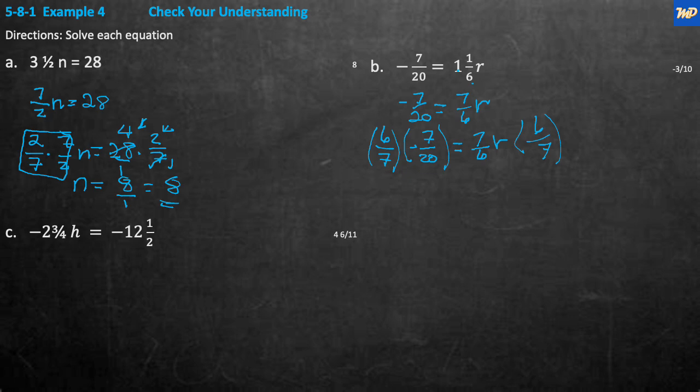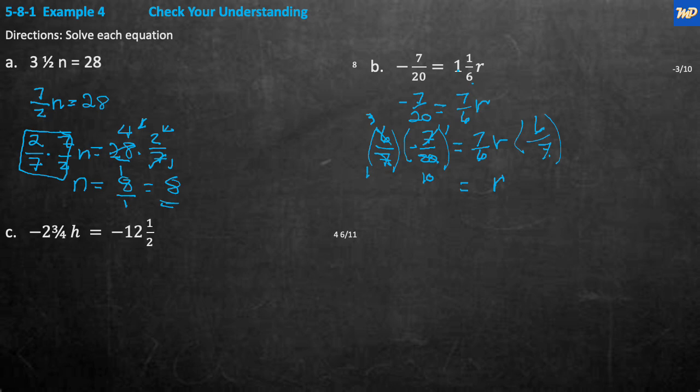So, when we did this, the 7 and the 7 here cancel. The 6 and the 6 cancel. So we end up with a 1r over here. And can we reduce anything here? Well, we have a 7 here and a 7 here, so those will certainly reduce to a 1. And 6 has a 2 in it, 20 has a 2 in it. So 6 divided by 2 gives us a 3, and 20 divided by 2 gives us a 10.